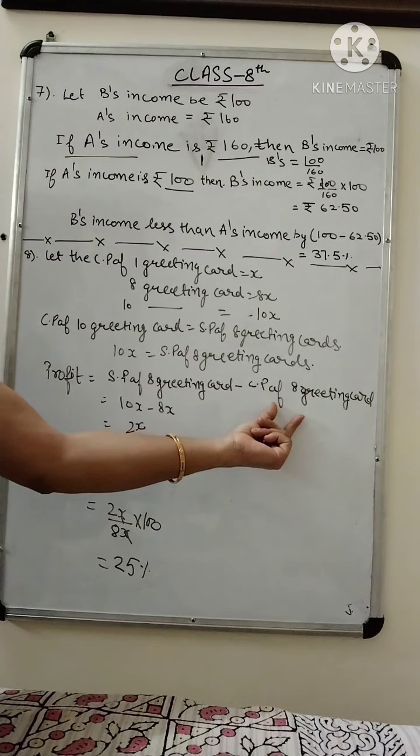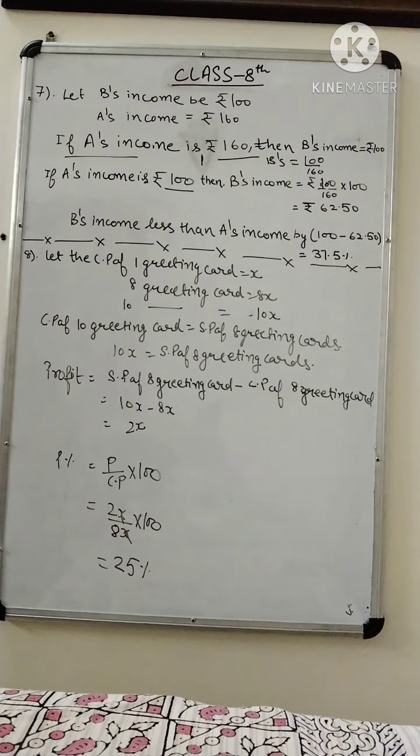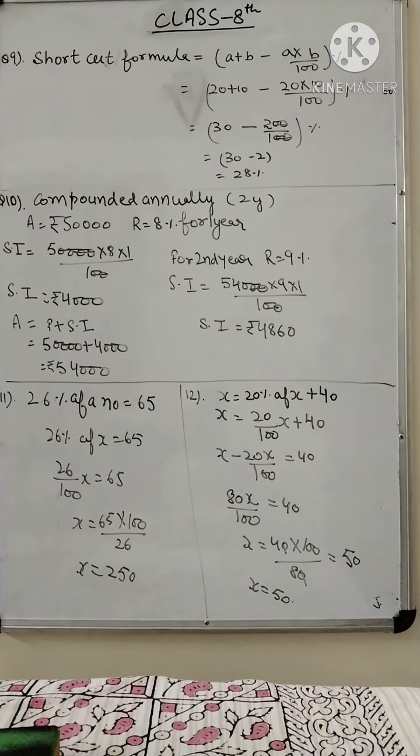Then profit percent would be equal to profit upon CP into 100. 2x upon 8x into 100. Your answer will be equal to 25%. Question number 9. Find the single discount equivalent to the two successive discounts of 20% and 10%.